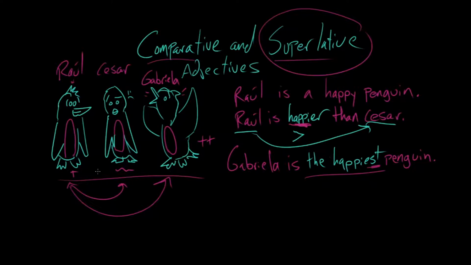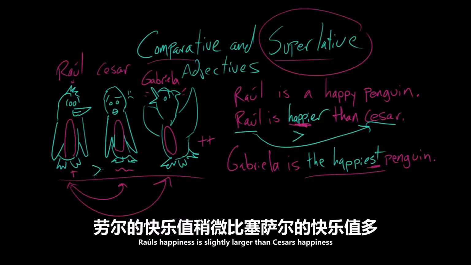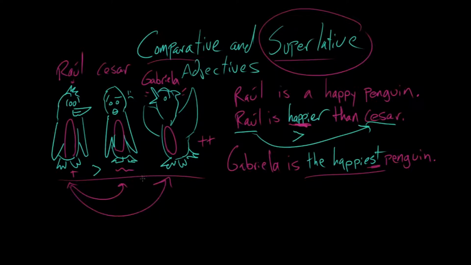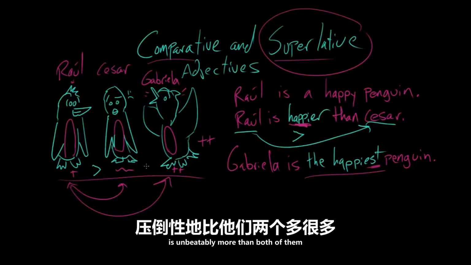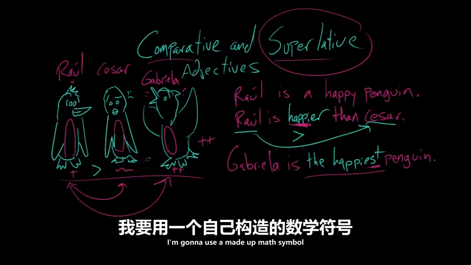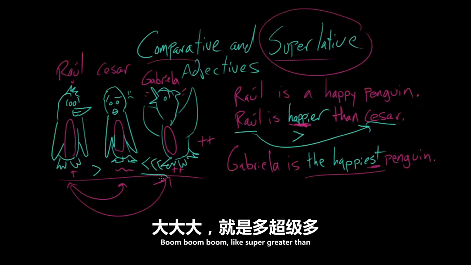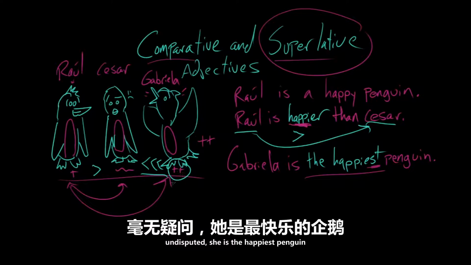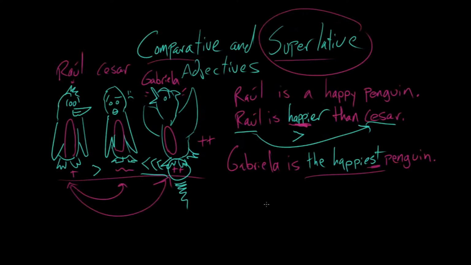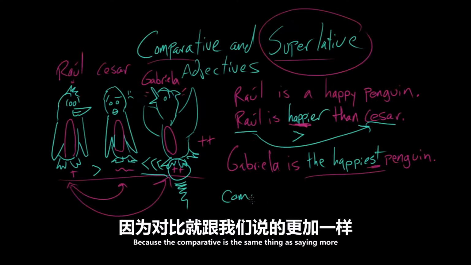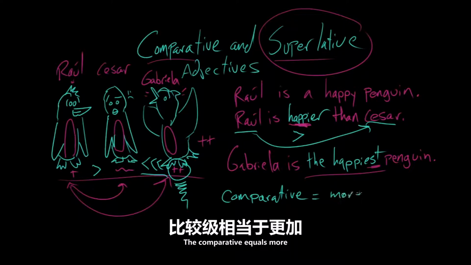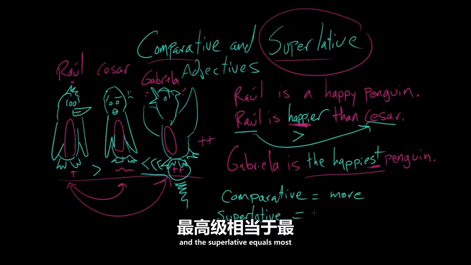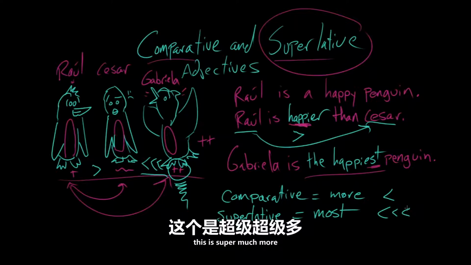She's the most happy. So one way to think about this is that Raoul's happiness is slightly larger than Cesar's happiness. But Gabriela's happiness, this double plus, is unbeatably more than both of them. And I'm going to use a made-up math symbol. Boop, boop, boop. Like super greater than. Undisputed. She is the happiest penguin. Because the comparative is the same thing as saying more. The comparative equals more. And the superlative equals most. So this is slightly more. This is super much more.